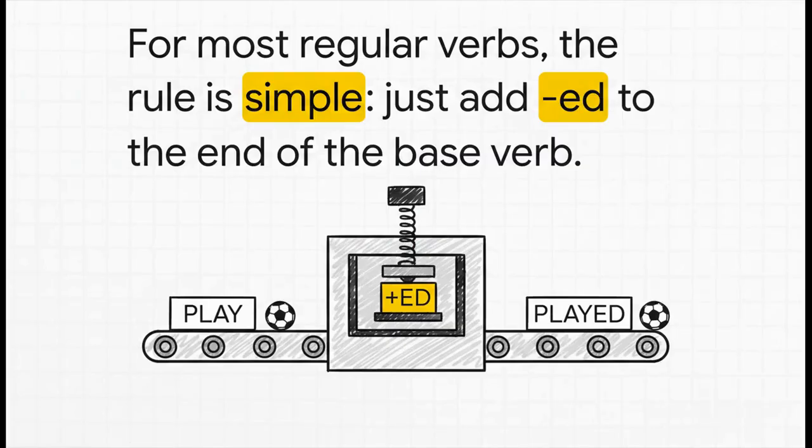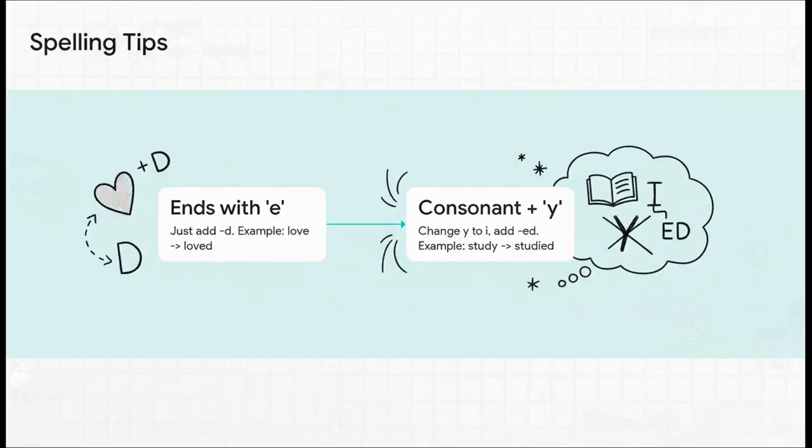Let's start with the easy stuff, the regular verbs. For most of these, all you have to do is just add ed to the end. That's it. So play becomes played, clean becomes cleaned, easy peasy. This is going to be your main rule. Now, there are just a couple of tiny spelling rules to keep in mind, but they're no big deal. If a verb already ends in an E, like love, you just add the D to make loved. And if it ends in a consonant plus a Y, like study, you swap that Y for an I and then add ed. So study becomes studied.